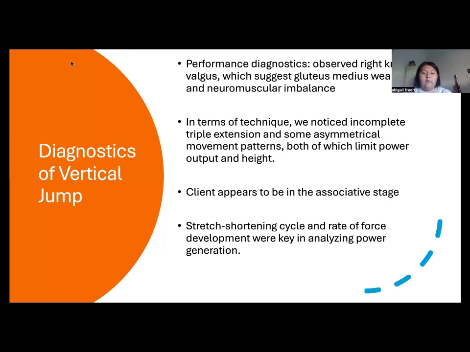In terms of technique, we noticed incomplete triple extension and some asymmetrical movement patterns, both of which limit power output and height. The client appears to be in the associative stage. The client demonstrates competent execution, but still needs refinement, particularly in coordination and balance. The stretch shortening cycle and rate of force development are key in analyzing power generation. The skill acquisition model helps us assess the client's stage and guide appropriate feedback and training.